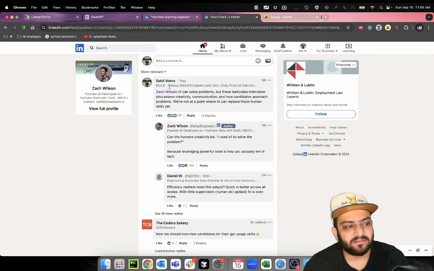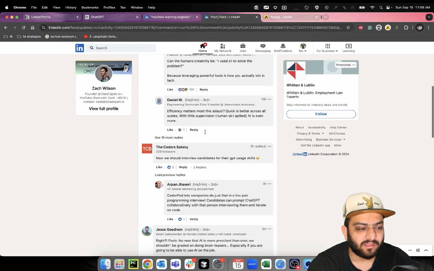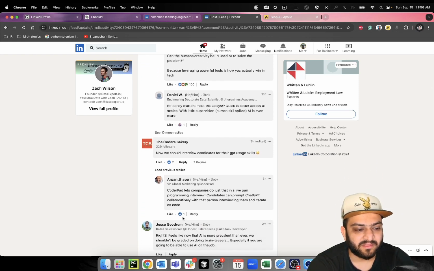And in here it says, helping data enthusiasts land jobs. And this makes a difference, because people who are looking for jobs would be like, yeah, this seems to be somebody who's an expert and he helps people. So in that case, they would go out and talk to you, right? So in your case, you can mention something like aspiring data scientist or something like that.